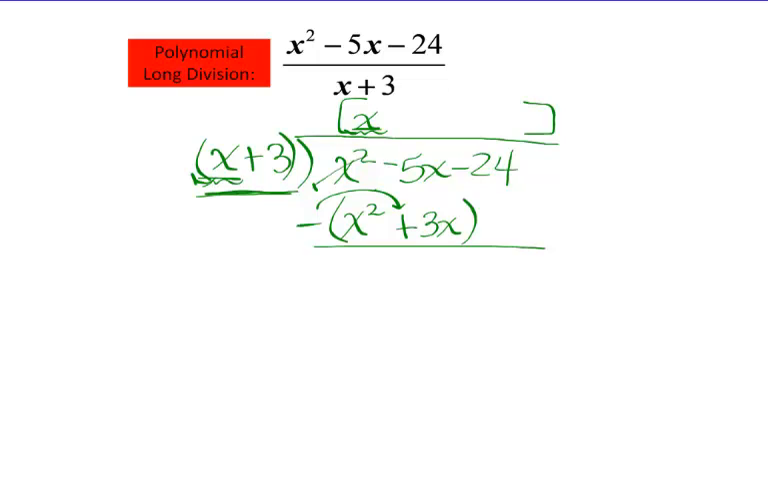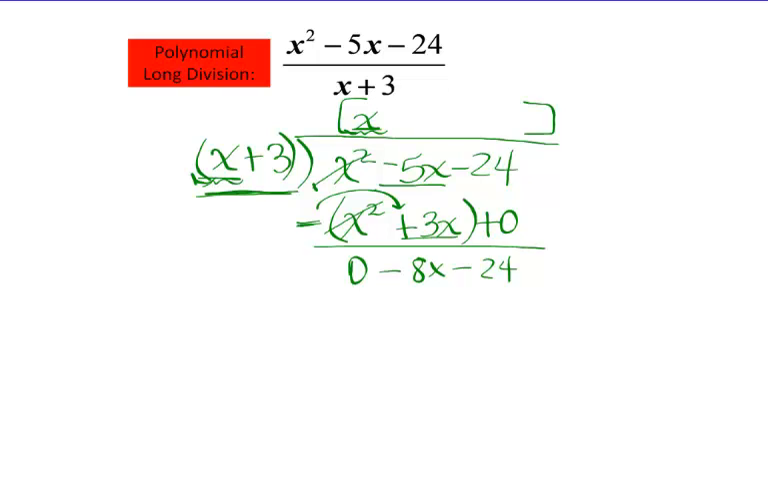So I have x squared minus x squared. That results in a 0. Now I have negative 5x minus positive 3x. That results in negative 8x. I don't have it written here, but it pretty much could be plus 0. So negative 24 plus 0 is negative 24.